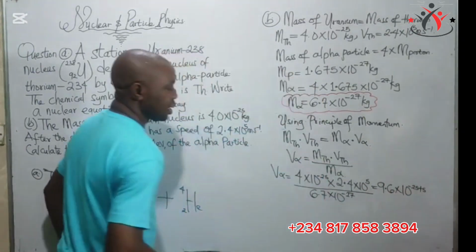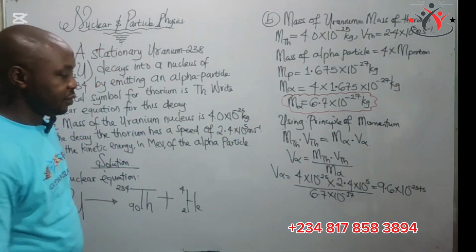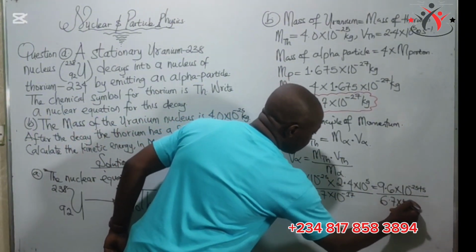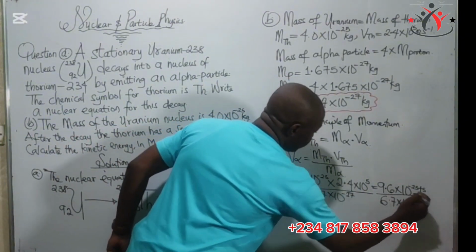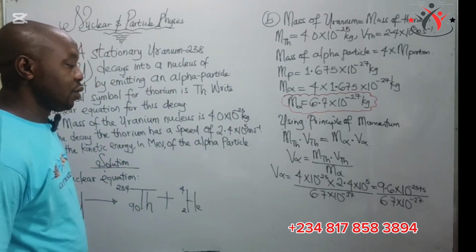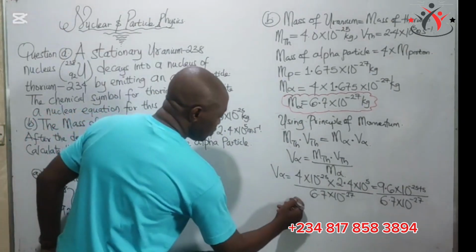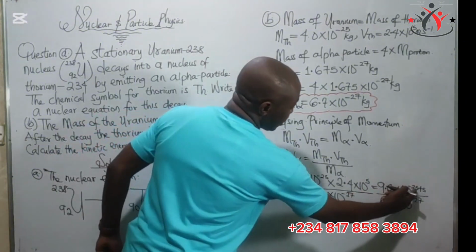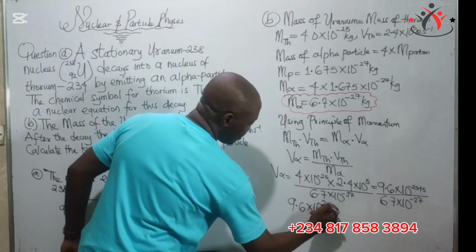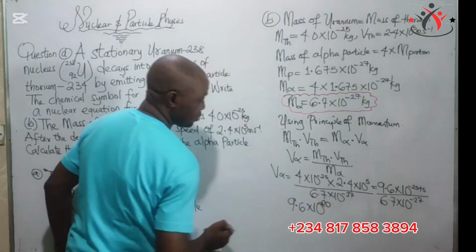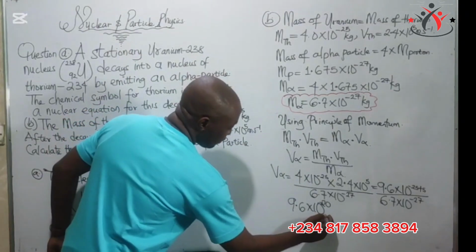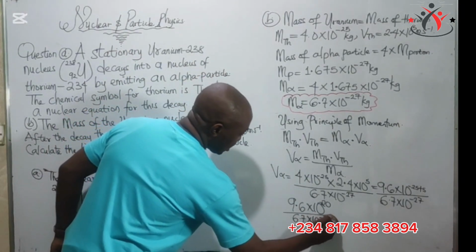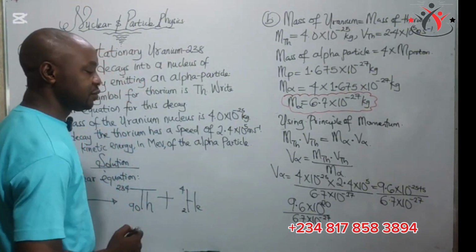So this is negative 25 plus 5, then all over 6.7 times 10 raised to the power of negative 27. Okay, so in this case, this will be 9.6 times 10 raised to the power of negative 25 plus 5. That will be negative 20. Now we have this divided by 6.7 multiplied by 10 raised to the power of negative 27.